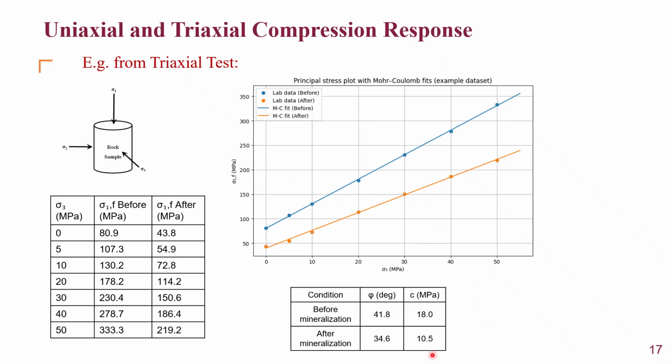You can see that after mineralization, the cohesive strength reduces from 18 megapascal to 10.5 megapascal, which confirms all the discussion that we've had in the previous slides about the weakening of the rock and the reduction in the cohesive forces in the rock minerals as mineralization proceeds.